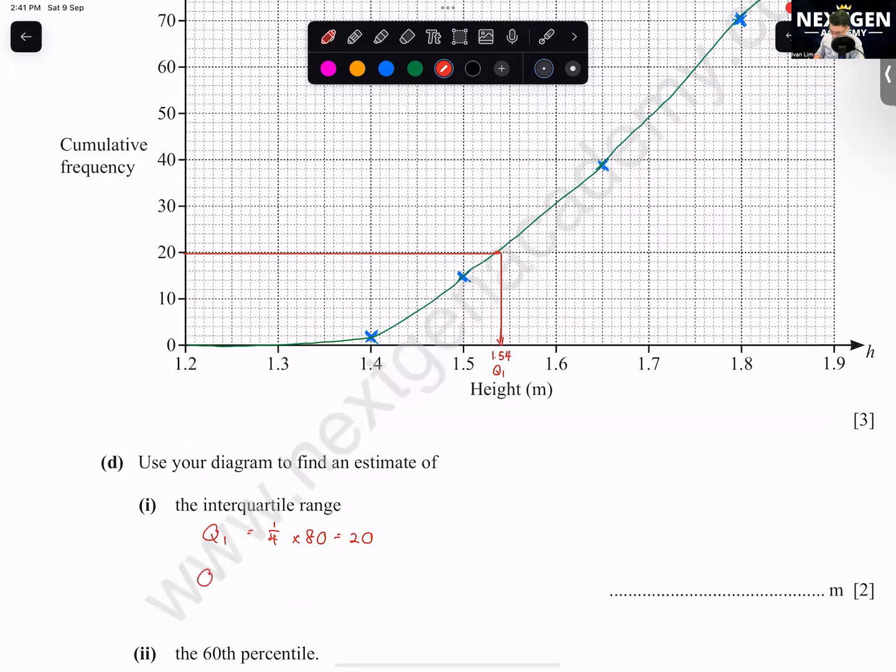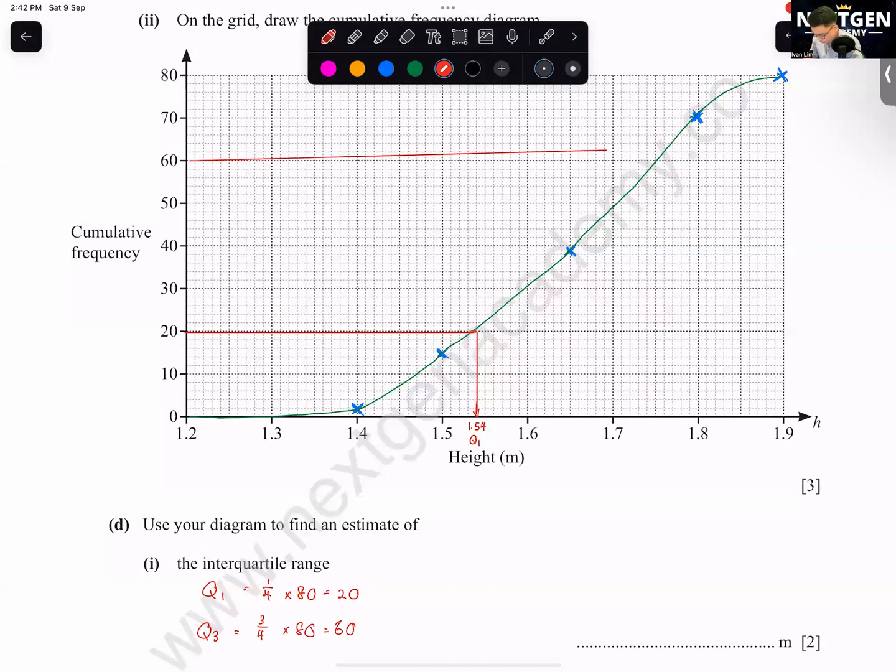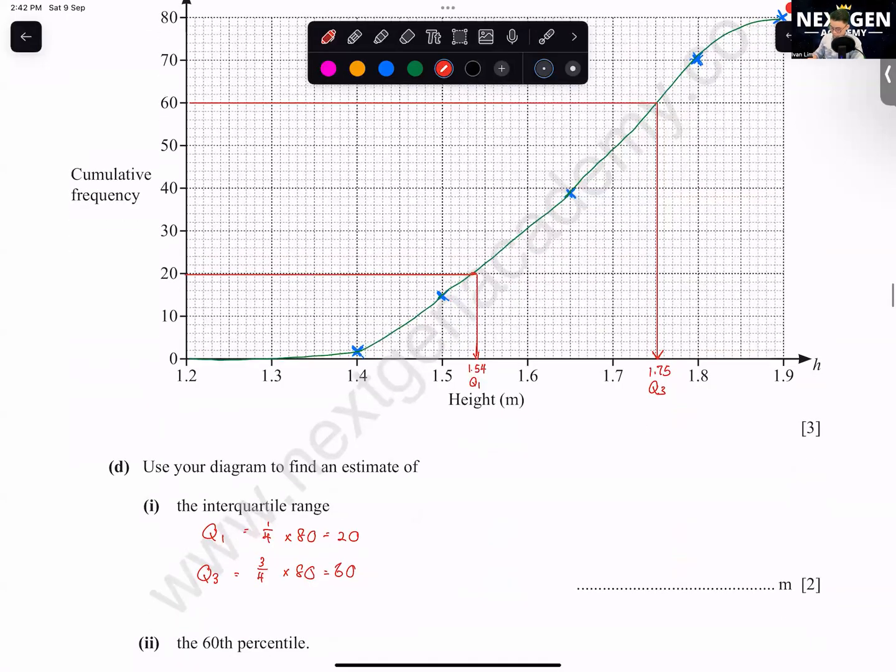You need to find your Q3, upper quartile. So you take 3 over 4 times 80. On your graph, you got to show how you get the value. Draw a line. Either you can draw a dotted line or like that also can. Then my here will be 1.75. Your value should be around here lah. If it's maybe 0.01 or 0.1 different, it's totally fine. So Q1 is 1.54. Q3 is 1.75.